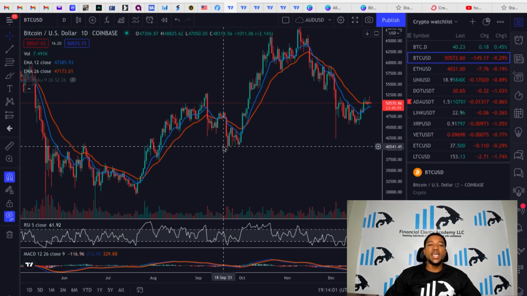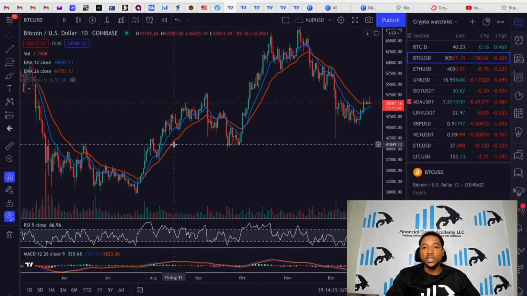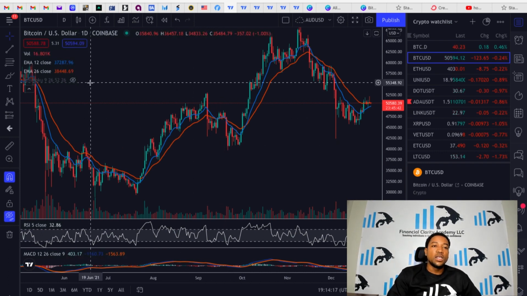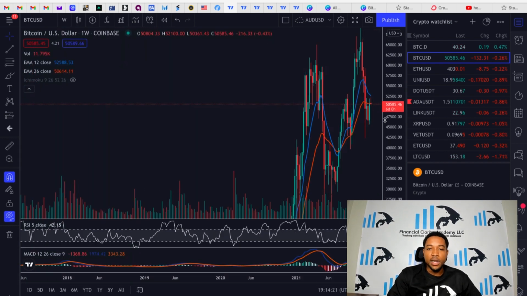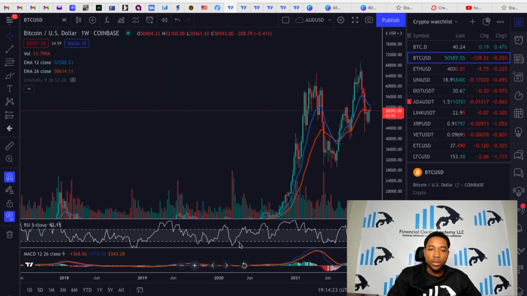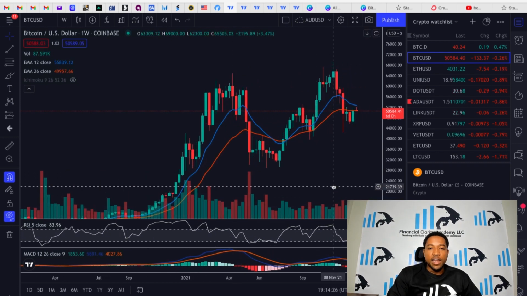What the 12 EMA means on the daily time frame is what price has been doing over the past 12 days. And when you're on the weekly time frame, it means what price has been doing over the past 12 weeks. So same thing for the 26, vice versa, 26 days, 26 weeks. Okay, so I'm going back out to my weekly time frame now, sorry, just to have it right here.